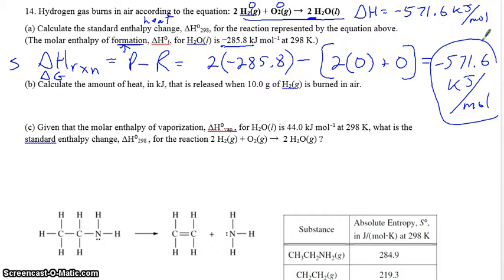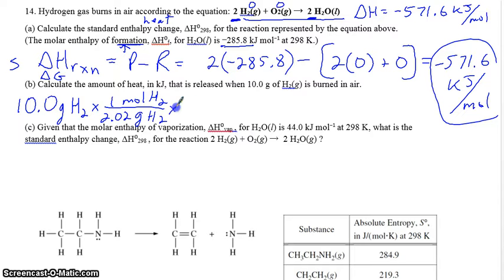Good? Now B says, calculate the amount of heat in kilojoules that is released when 10 grams of H2 is burnt. Well, since we now have the relationship between the moles of H2 and the heat, we can readily do this. A little stoichiometry: 10 grams of hydrogen, grams of hydrogen at the bottom, a mole of hydrogen on top. Hydrogen still weighs 2.02. Then we'll go from moles of hydrogen into our kilojoules. We have that relationship. It is here.